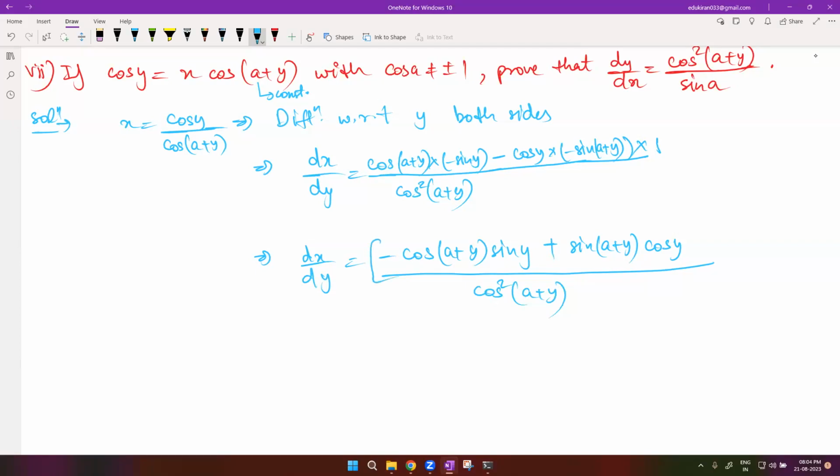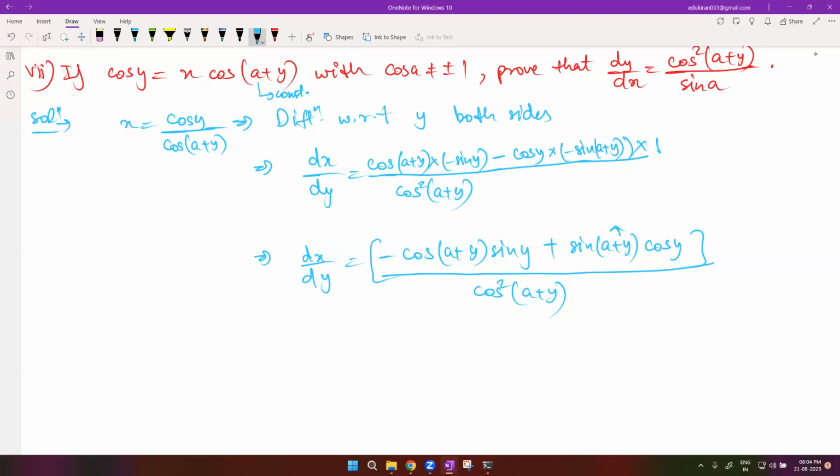Yeah. How can we write it? Can we use any formula here? That is what I would like to ask. Yes, sir. Which formula? Sine A cos B minus cos A sine B. What's the answer of it? Sine of A minus B. Sine of A minus B, correct.